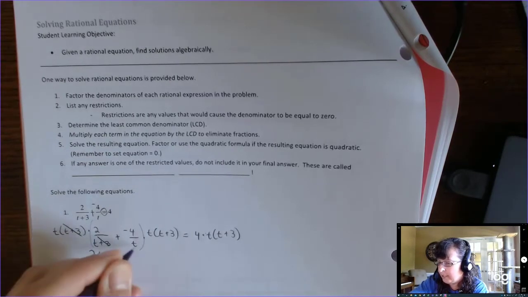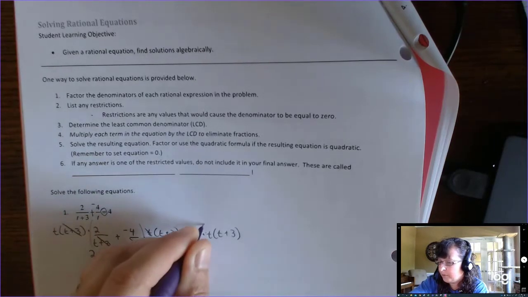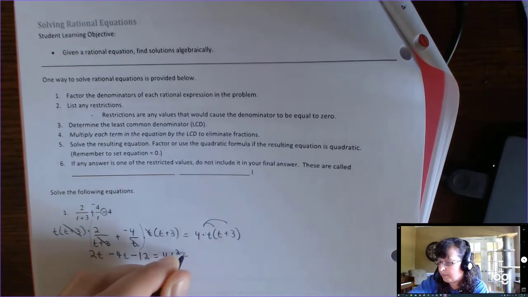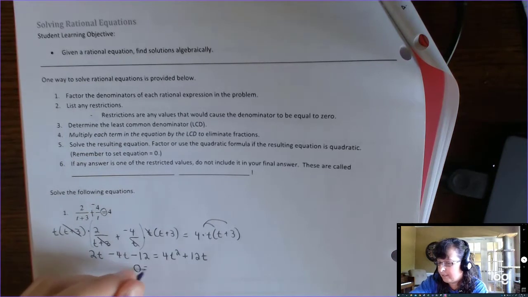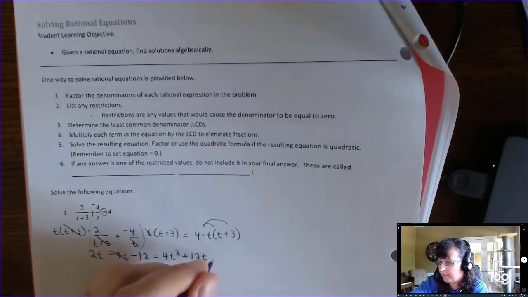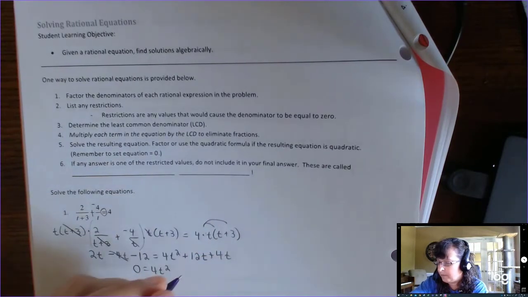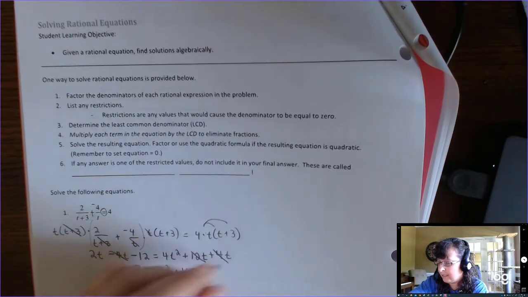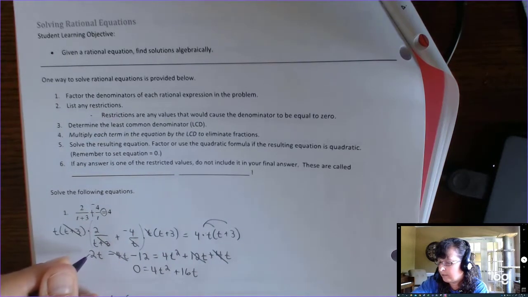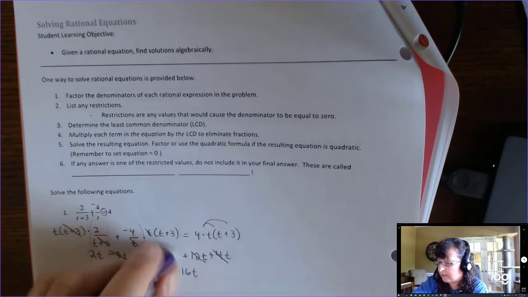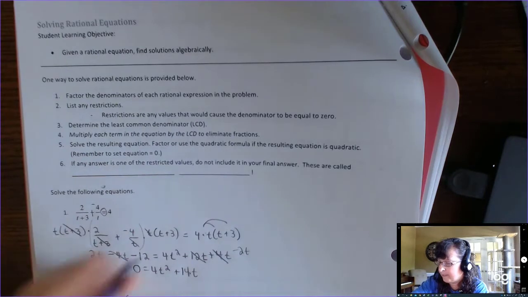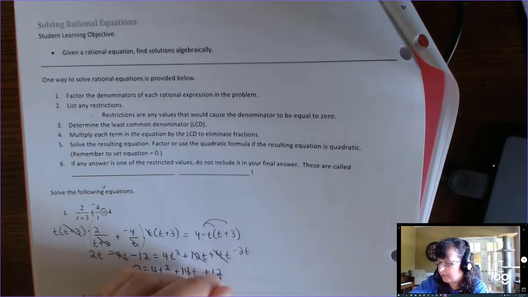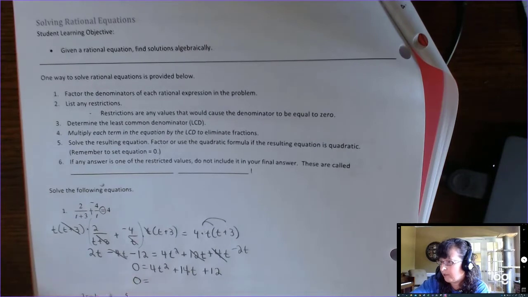You're left with 2t minus 4t minus 12 equals 4t squared plus 12t. No more fractions. All right. Set it to 0, that gives you 4t squared. Then 12t plus 4t is 16t. And then move that minus; it looks like I forgot about that 2t, so that's easy to fix. That's 14t. And then that minus 12 comes over here plus 12. Alright, so now I can solve that.